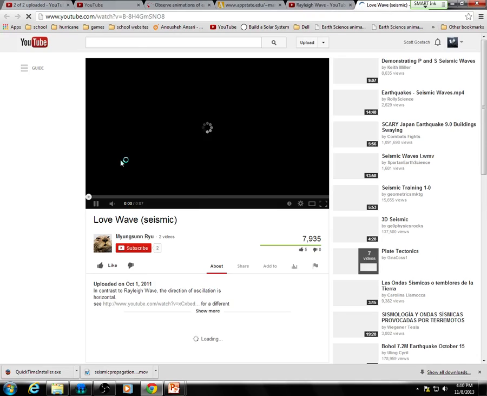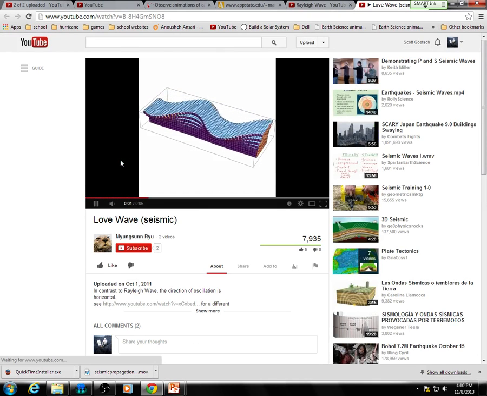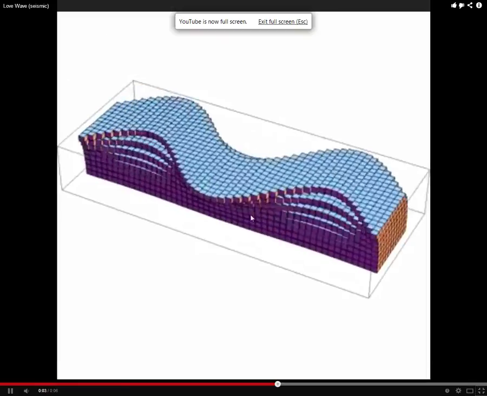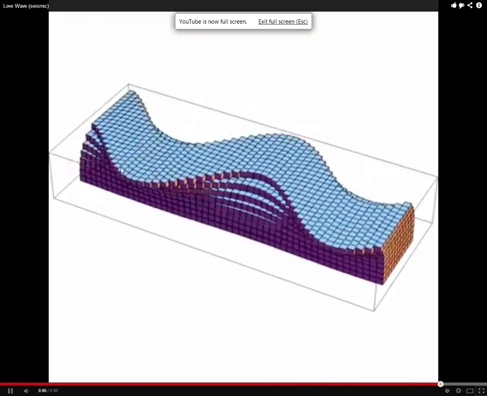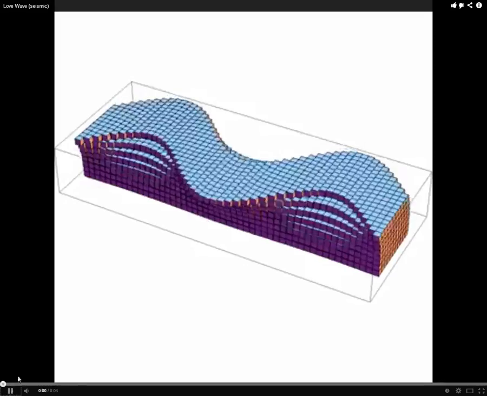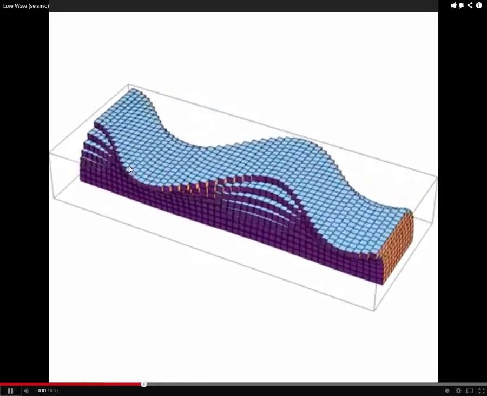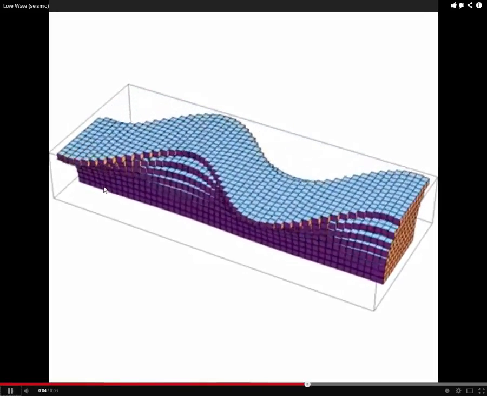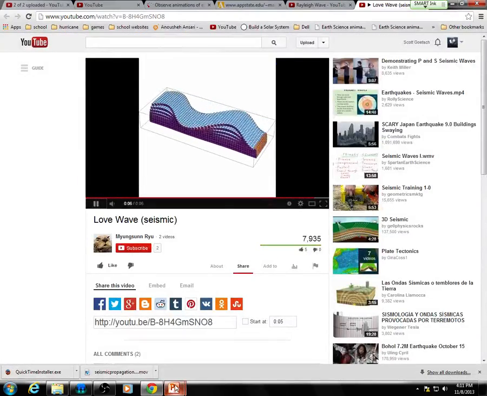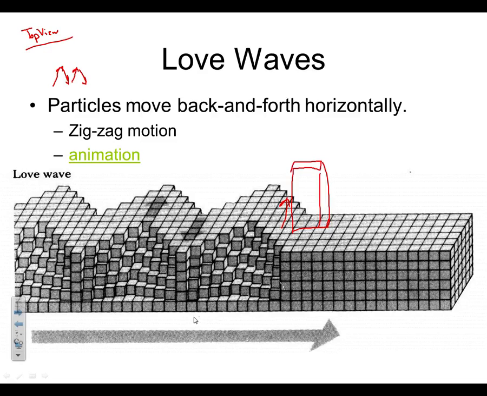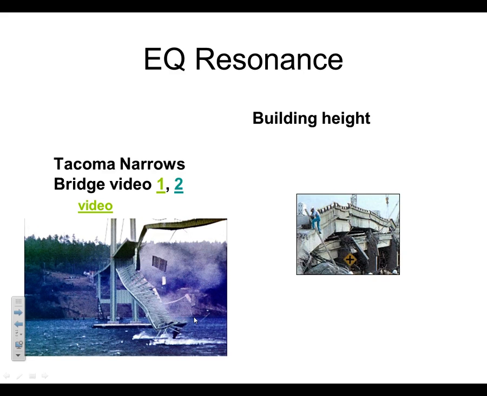Here's our animation. So we see this just side-to-side motion. And again, if a building was on there, a building is not going to like that motion. So those are the 4 types of waves. Again, we had our body waves, the P and S waves, and then we had our surface waves, the Rayleigh waves and love waves.